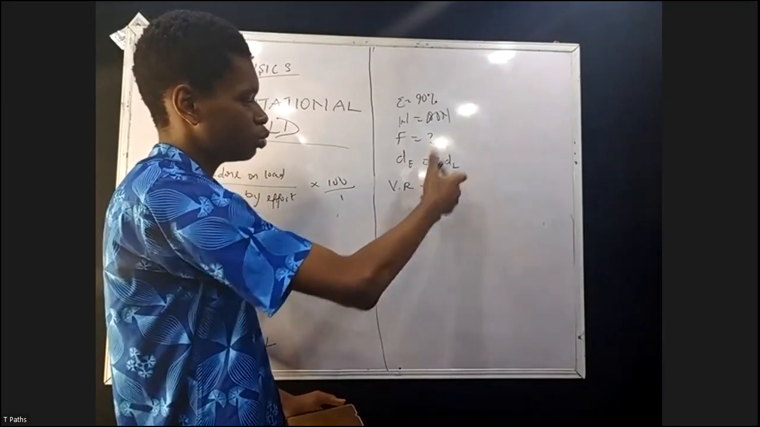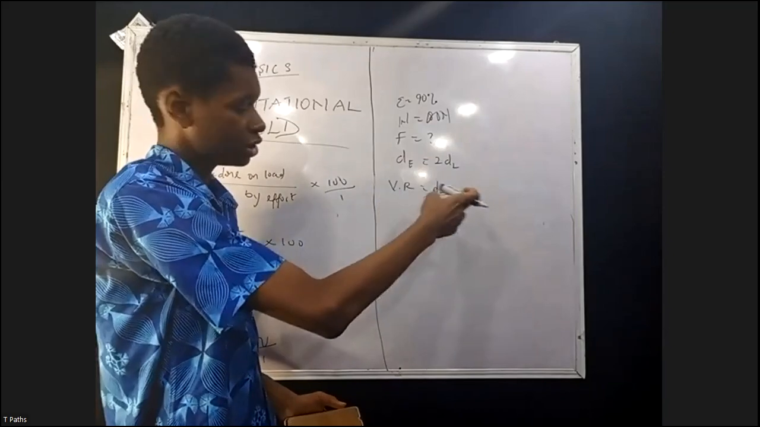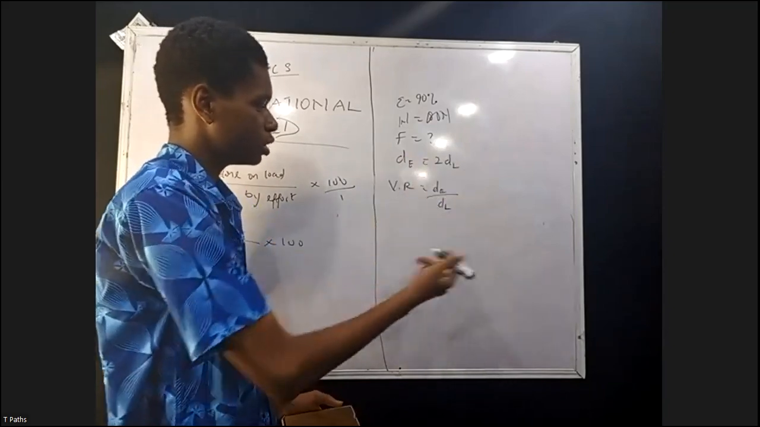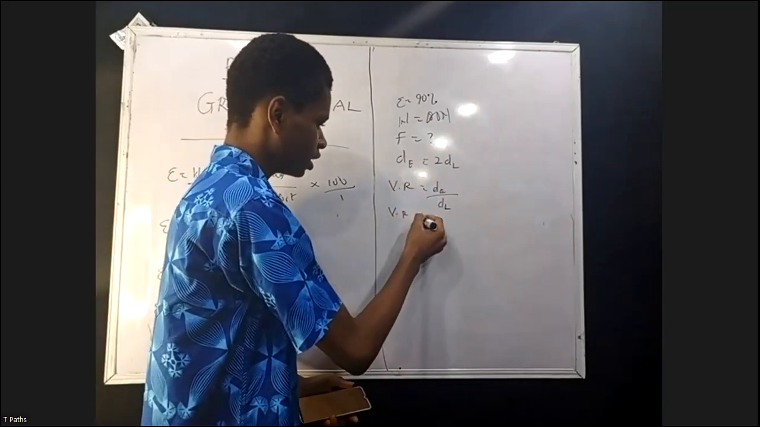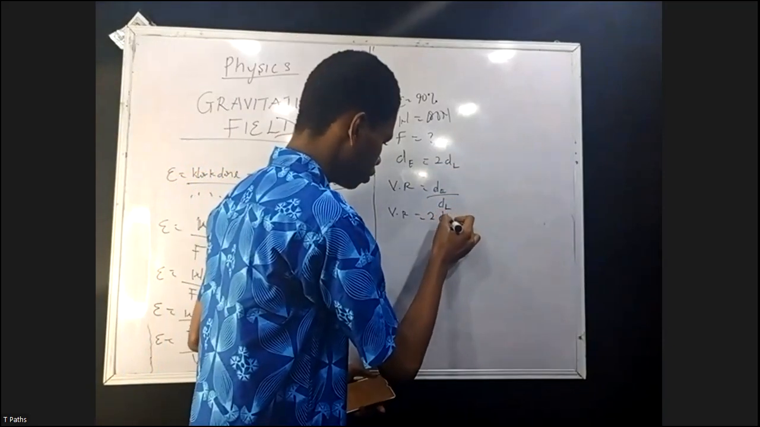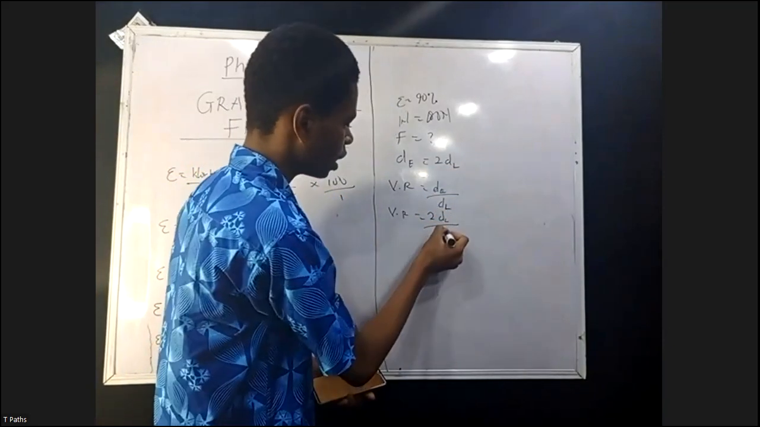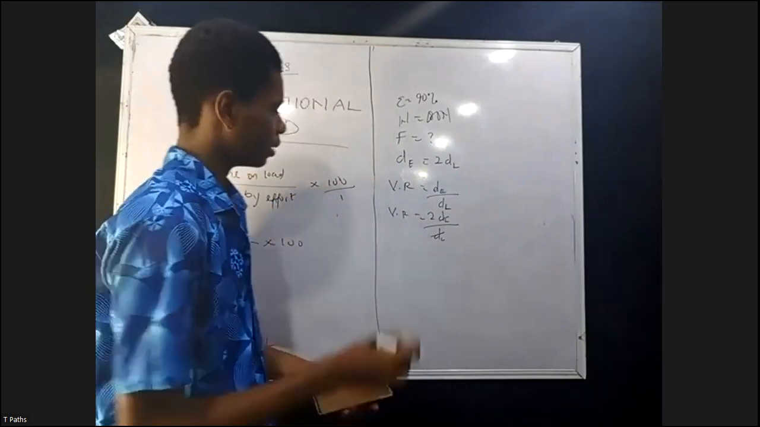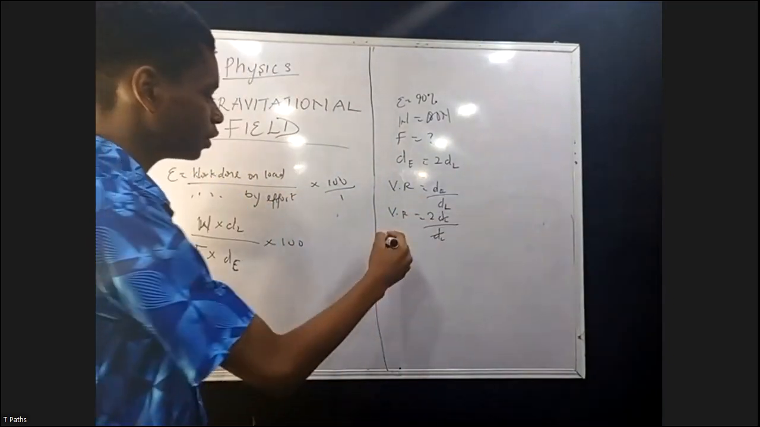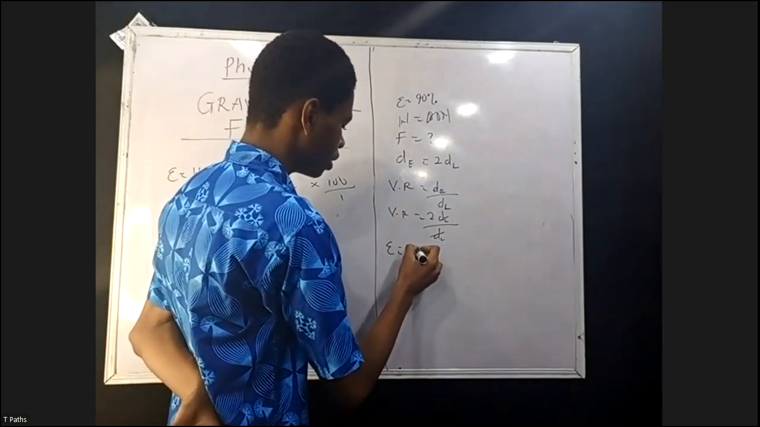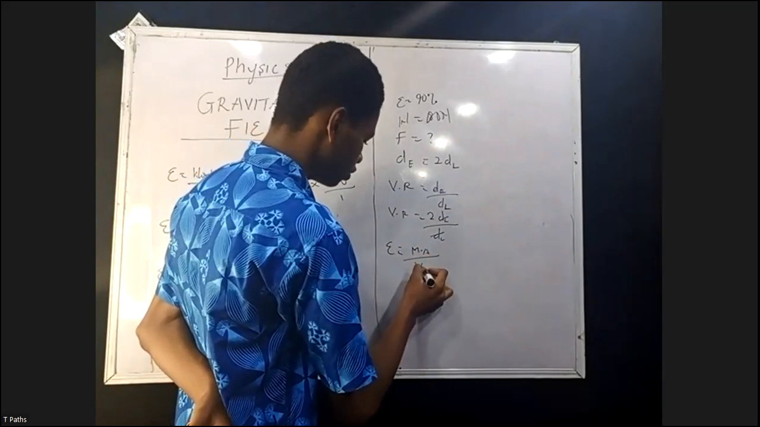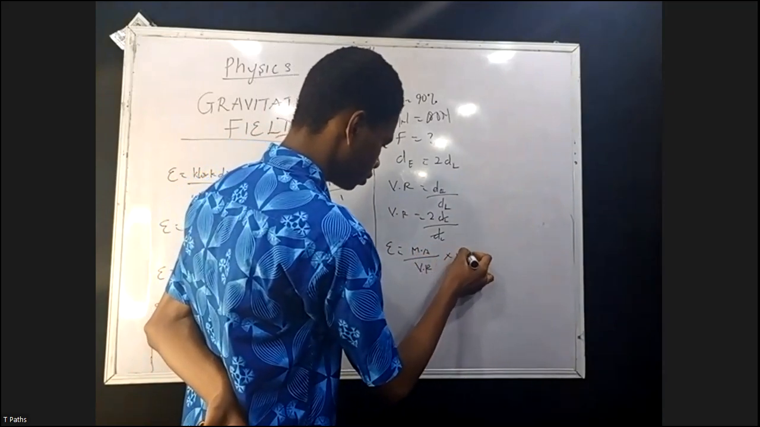So here I can say distance moved by effort, DE, equals 2dl. Instead of writing DE, I can replace it with 2dl. So I can say my velocity ratio is equal to 2dl over dl. And here dl can cancel out dl, and then my velocity ratio is 2. So moving forward, I said efficiency is equal to mechanical advantage over velocity ratio times 100 over 1.